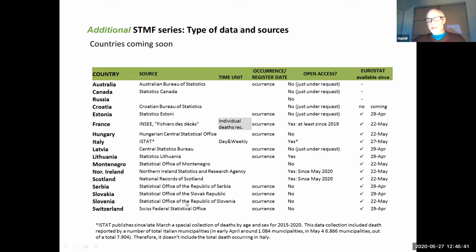And the final thing I wanted to show you is a list of countries in the pipeline. So you see that we have quite a lot of countries, and especially France. Hopefully we will include France very soon. The difficulty was that one had to produce French weekly death data out of huge individual death files provided by the INSEE, but this work is now nearly completed.